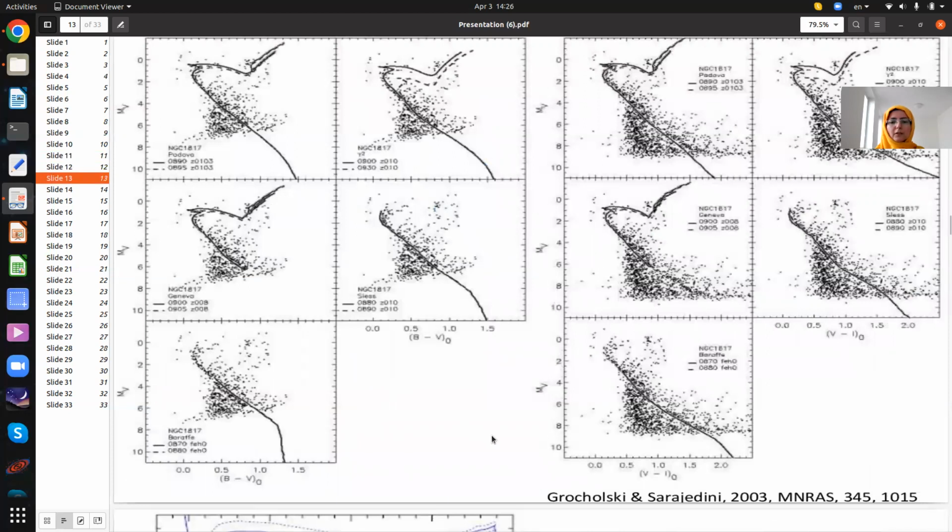You see here different kinds of isochrones, for different groups. For NGC 1817, as you see, for each group the isochrone is different.